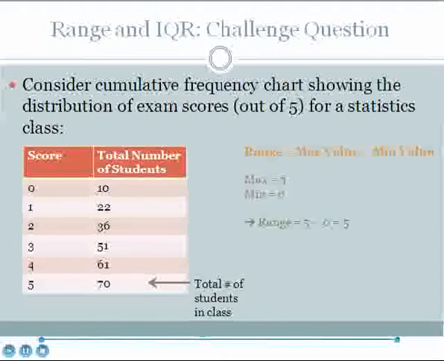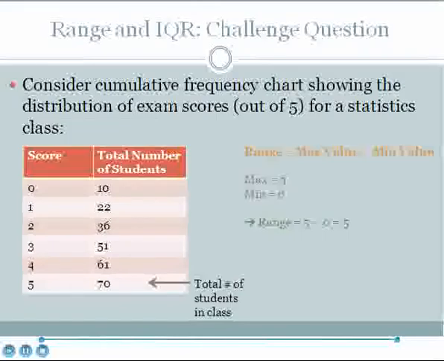First, the range. The range is equal to the maximum value minus the minimum value. Just looking at the score, we know that 5 is the maximum value, and the minimum value is 0. Thus, the range is equal to 5 minus 0, or 5.